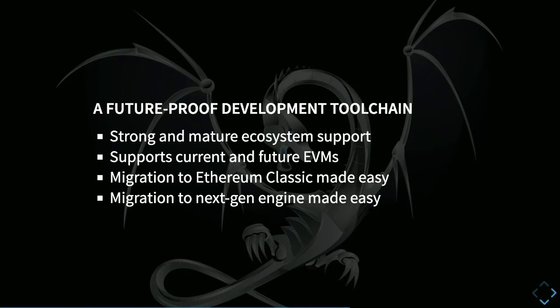So let's say today you base your development on the EVM LLVM toolchain. What can you get? Of course, you get strong and mature support from industrial-level quality code, and thousands of people in the online community. We're also committed to supporting current and future EVM versions. This makes migration of your smart contracts to Ethereum Classic more efficient and easy. And because we believe the compiler for the next generation execution engine will possibly be based on LLVM, migration to the next engine on the blockchain will be easier as well.